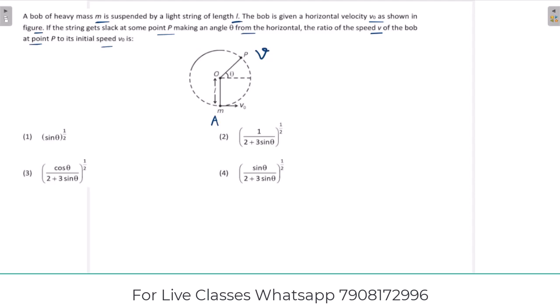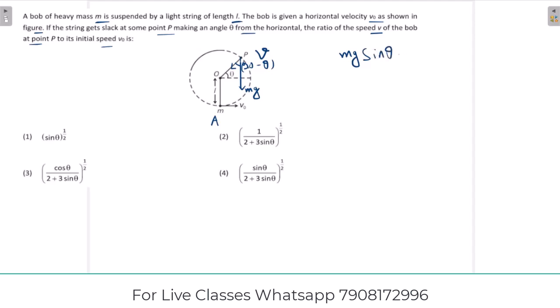Now at point P, the weight of the body acts in the downward direction. This direction is mg. The component of mg along PO is mg sin theta, because this angle is 90 minus theta, so mg cos of 90 minus theta is mg sin theta.